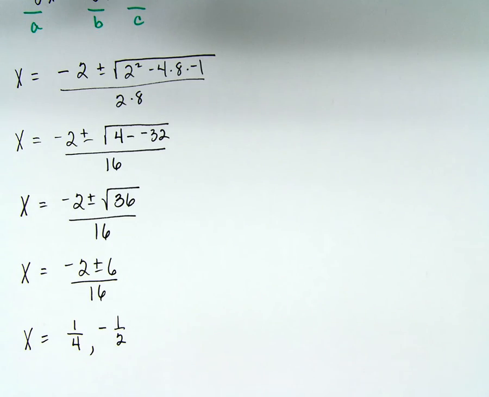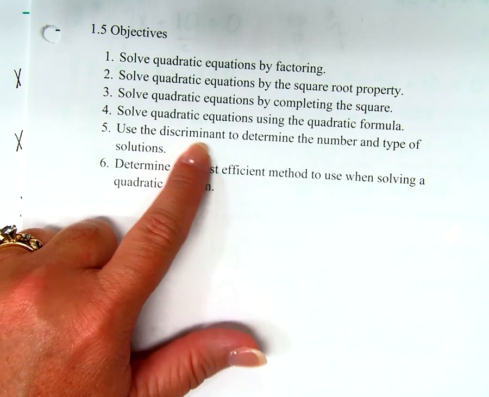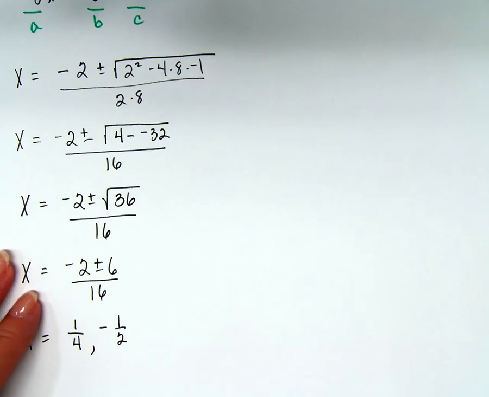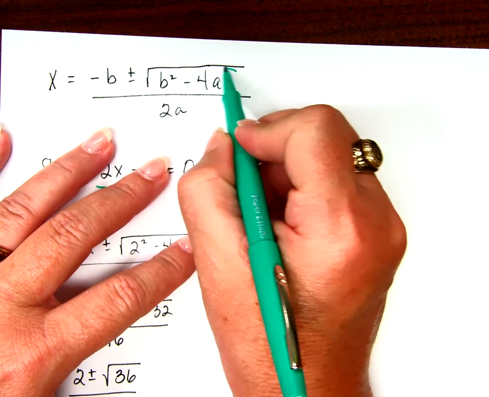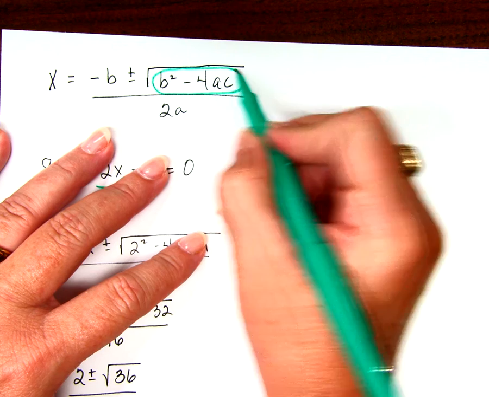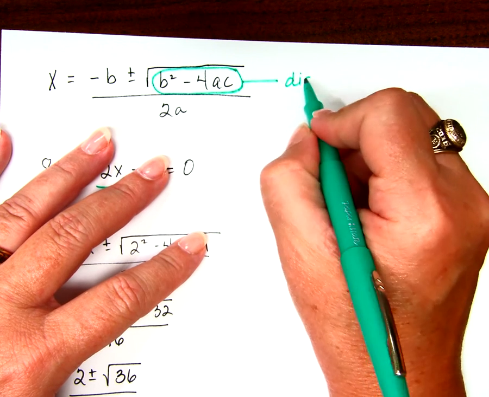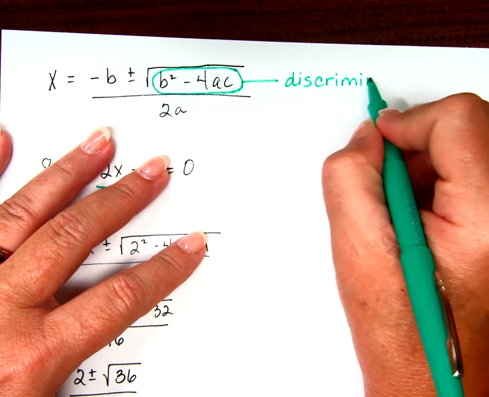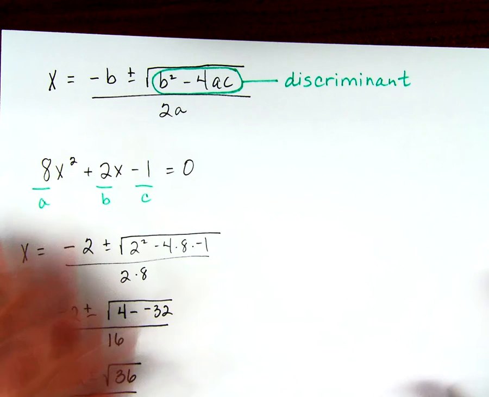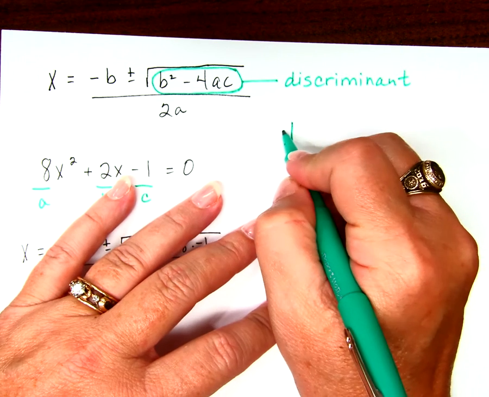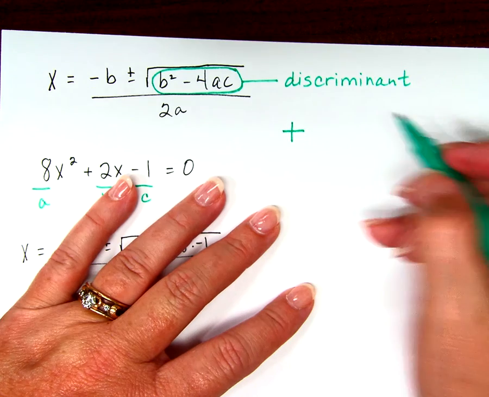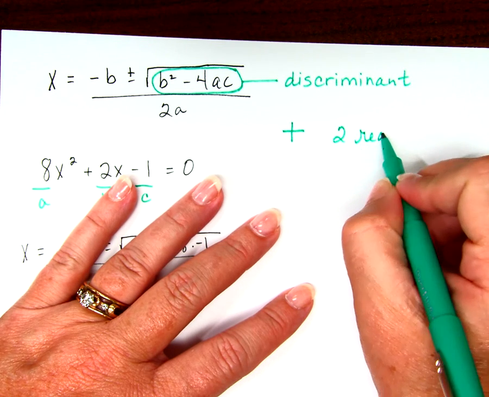So, let's talk about discriminant real quick. Use a discriminant to determine the number and types of solutions. Do you remember what the discriminant is? It's this part of the quadratic formula, the part underneath the root sign. That's the discriminant. Not the root sign, but just the number underneath. There's 3 possible options that the discriminant can be. The first possible option is it can be positive. If the discriminant is positive, there are 2 real solutions.